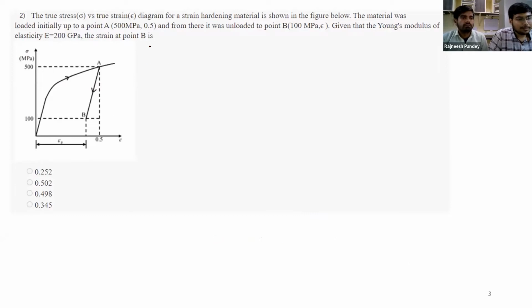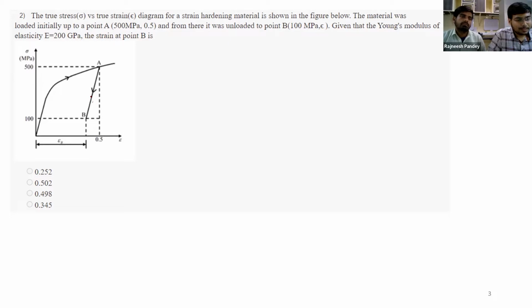This is also a numerical problem, a very simple one, where the statement says that the true stress sigma versus true strain epsilon diagram for a strain hardening material is shown in the figure below. The material was loaded initially up to a point A, where the values of stress and strain are 500 megapascal and 0.5. From there, it was unloaded to point B, where the stress is 100 and the strain is unknown. Given that the Young's modulus of elasticity E is 200 GPa, the strain at point B is?